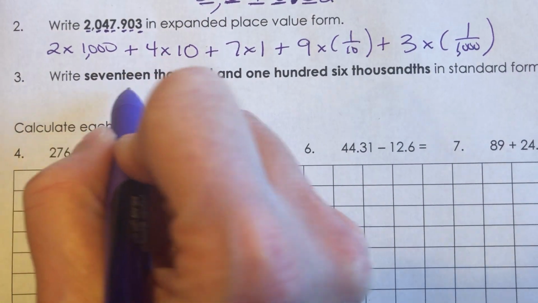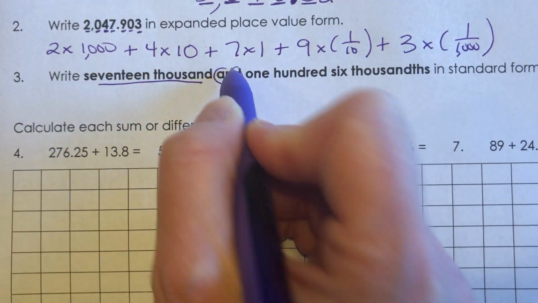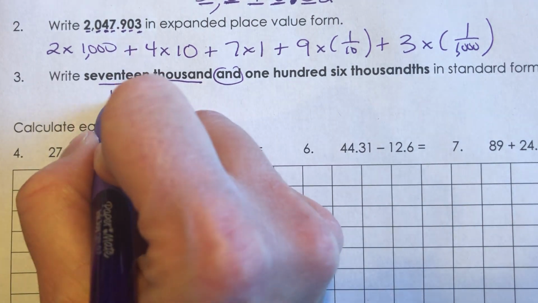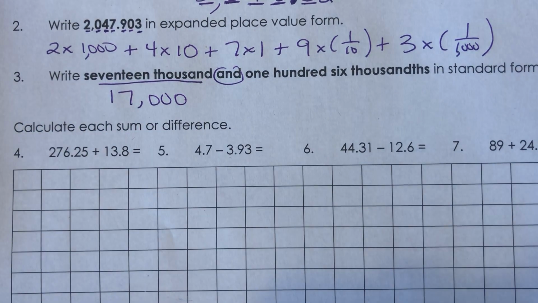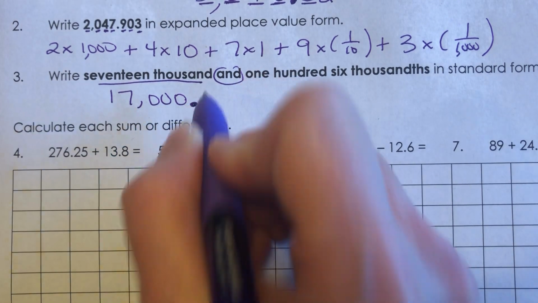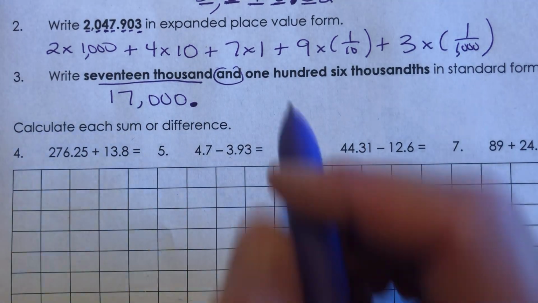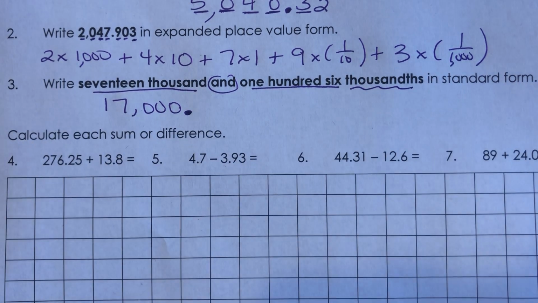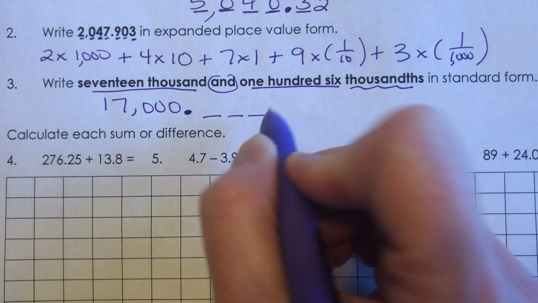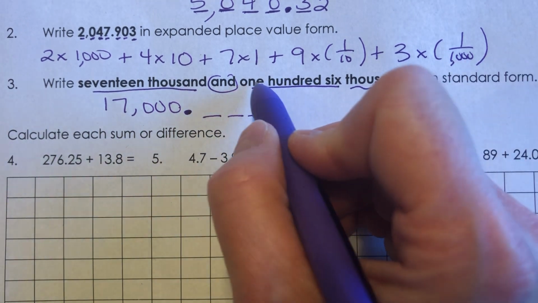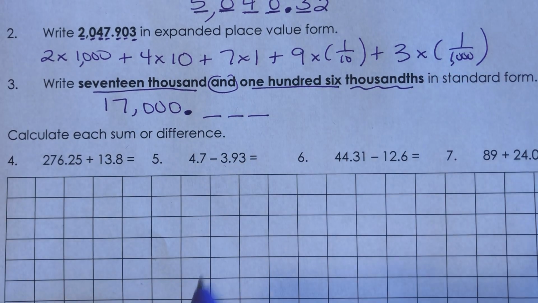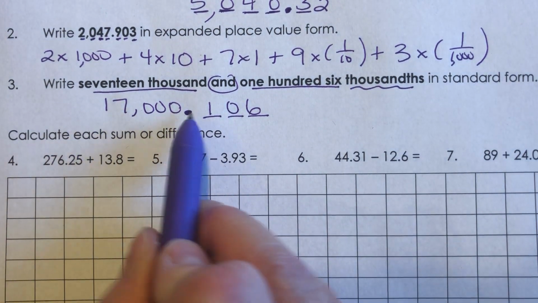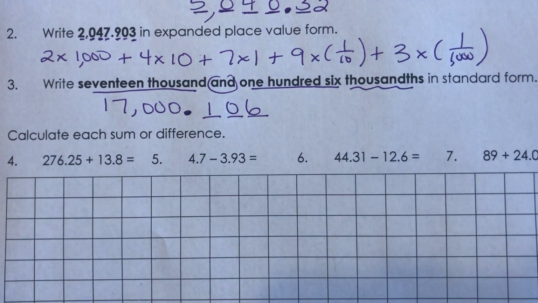Okay. Write 17,000 and. So that means that 17,000 is going to be in front of the decimal point. So I'm going to put 17,000 and follow that with a decimal point. 17,000 and. And the second part of this says 106 thousandths. Now I know that the thousandths place is 3 over, so that means I want my last digit in 106 to be in the thousandths place, and it does end up being there. So we're good. So this would be 17,000 and 106 thousandths.